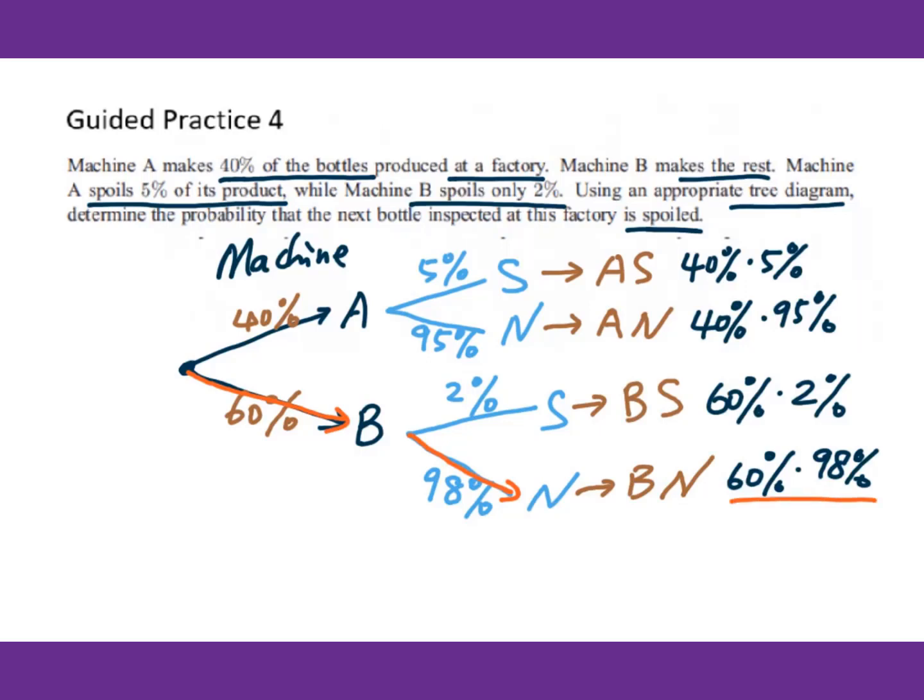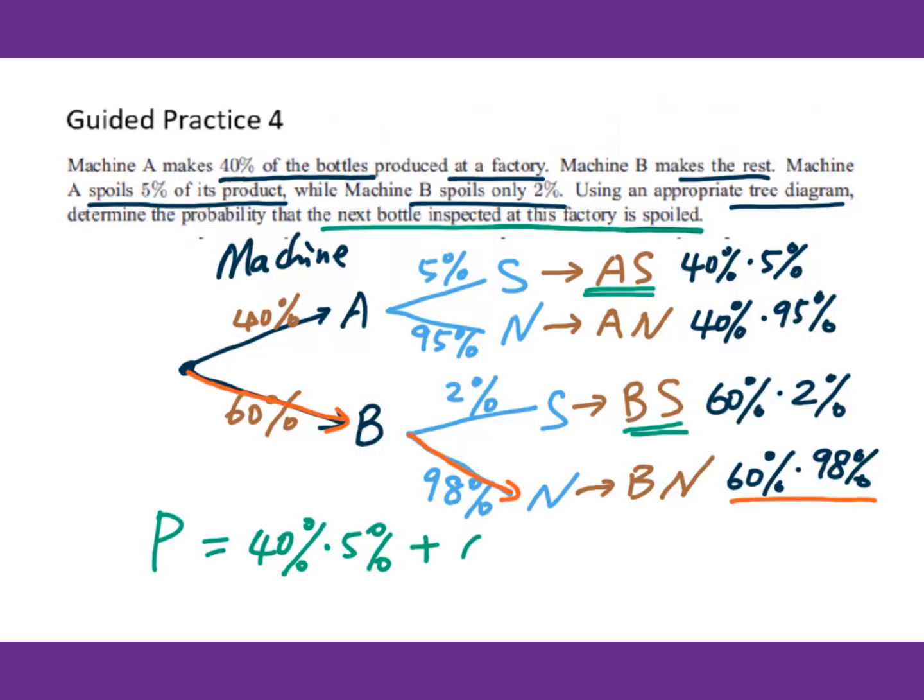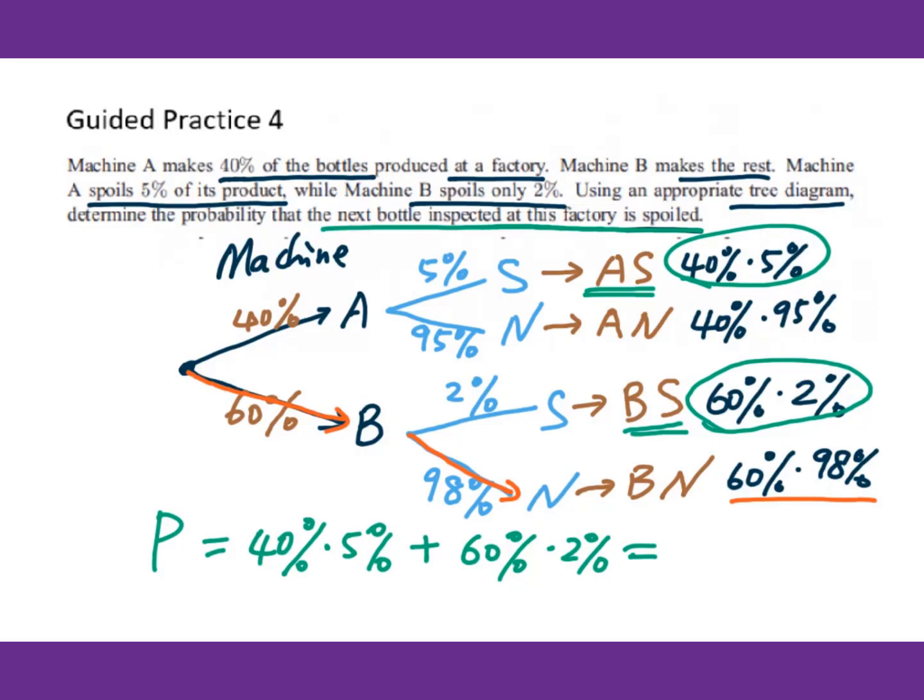We are looking for the next bottle expended at this factory being spoiled. So we're looking for machine A spoiled or machine B spoiled. We add these two together. The probability equals 40% times 5% plus 60% times 2%. Then we put it into the calculator, you will get 3.2%.